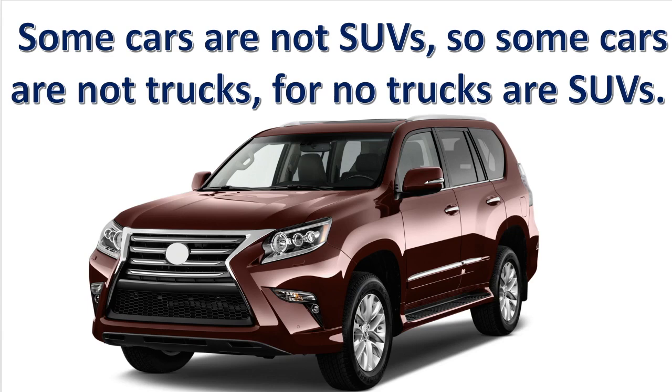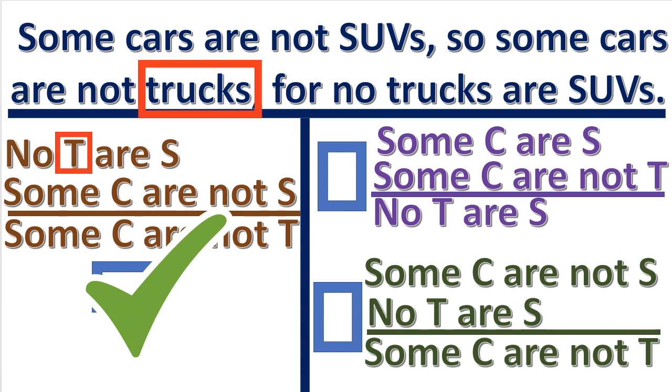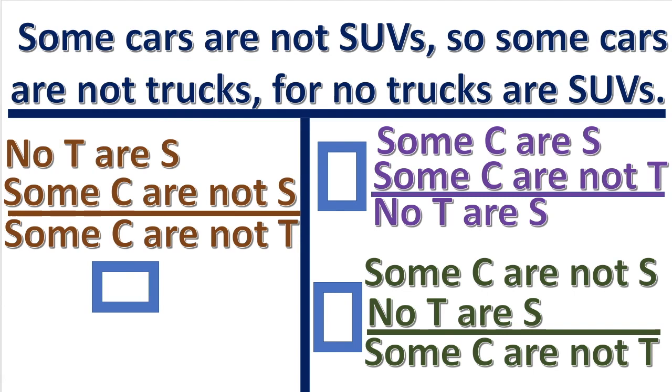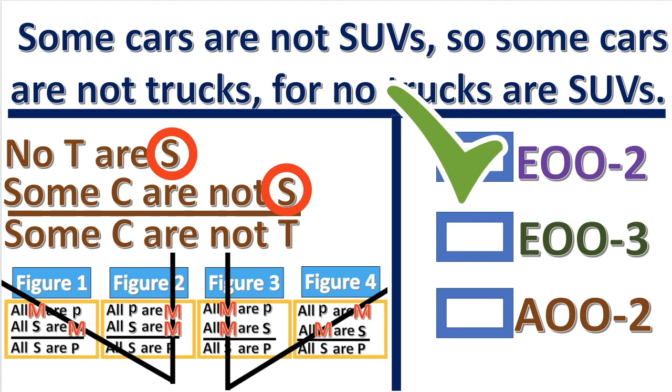Practice problem number 1: symbolize this syllogism, and then choose the correct standard form. Now press pause if you need more time. The answer will appear in 3, 2, 1. Ding! The predicate of the conclusion is in the first premise, and the subject of the conclusion is in the second premise. Next, what is the form of the syllogism? Press pause if you need more time. The answer will appear in 3, 2, 1. Ding! The position of the middle term is on the right, so it's figure 2.